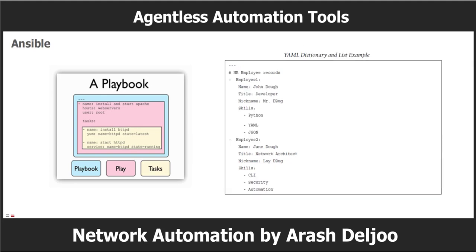Also, lists and dictionaries can be used together in YAML. This example shows a dictionary with a list in a single YAML file. As you can see here, we have three dashes and then a pound sign, HR employee record. After that, employee one, key value, key value, key value, and then a list. Skills include, for example, Python, YAML, and JSON. And here we have the next dictionary, again key value, key value, key value, and also a list.